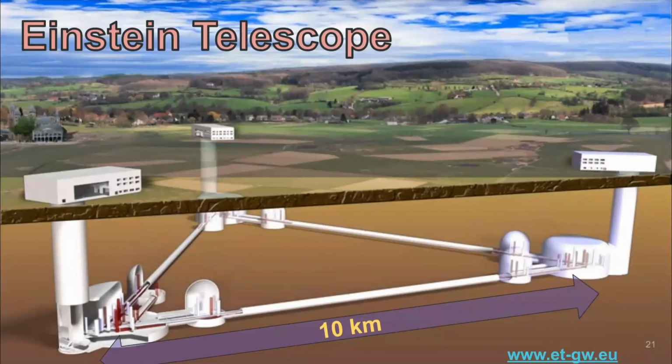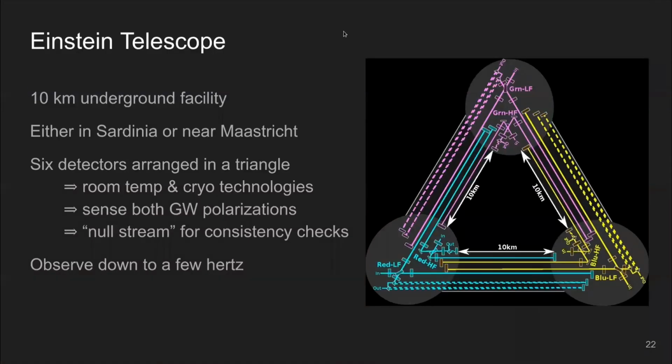Einstein Telescope is a European concept for an underground 10-kilometer facility. The location has been narrowed down to either Sardinia or Maastricht. It's triangular. The 6 detectors are arranged so that you have 3 low temperature detectors and 3 high temperature detectors. That gets you low frequency and high frequency performance. The nice thing about a triangle is that you sense both polarizations, and you could also make a null stream for consistency checks. Because it's underground, you would observe down to a few hertz, which is better than you can do up on the surface.